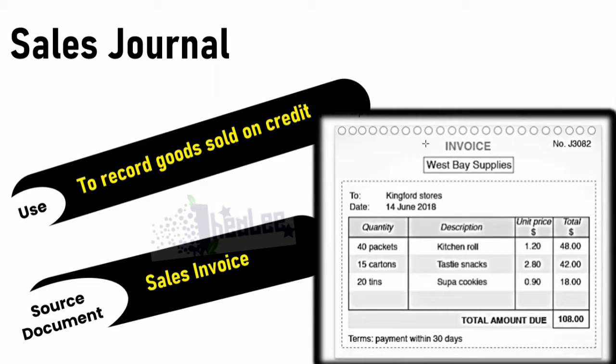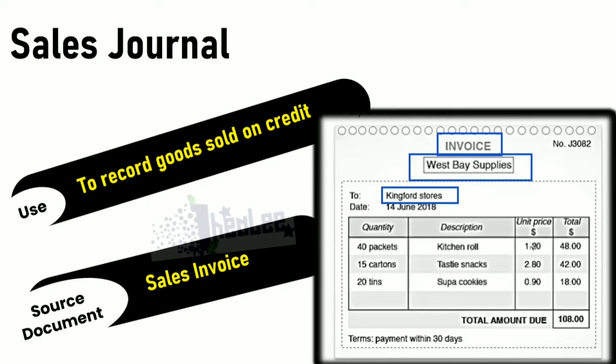Let's just pause to assess the process that a business goes through once there is a credit sale. Once a credit sale is made, an invoice is prepared, and that would be the sales invoice. So West Bay Supplies would prepare a sales invoice, and you're seeing that this sales invoice was prepared and issued to Kingford Stores. Now, from the invoice, the next step is to prepare the sales journal. So you're making a record of the credit sales.